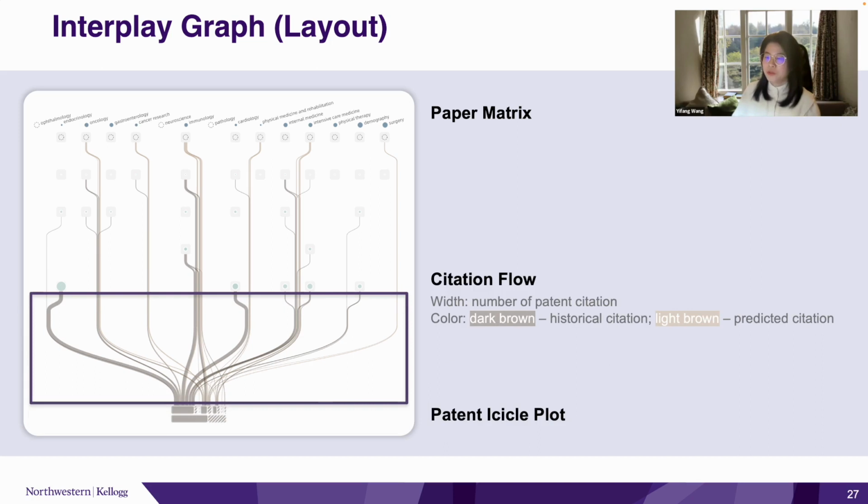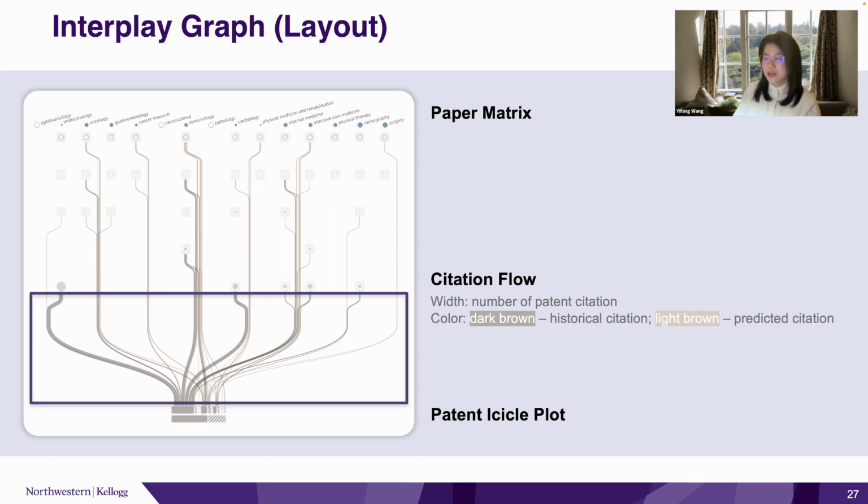The citation flow visualizes citations from patents to papers. The flows will start from the patent icicle plot and first converge at each paper field at the bottom of the paper matrix. Then, flows in each paper field will diverge to each paper cell. The width of the flow encodes the number of patent citations from a patent category to a paper cell. The thicker the flow, the heavier the patent category relies on the papers in that cell.